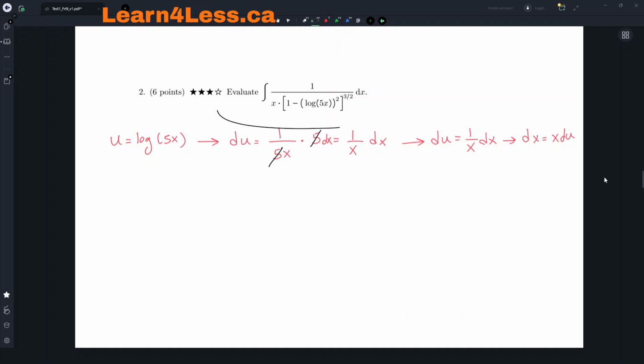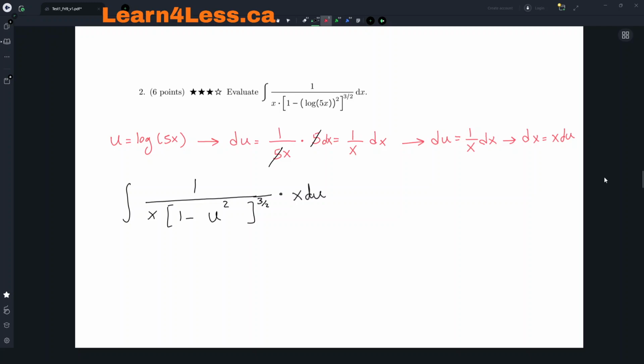Now we can rewrite this integral. So on top, we have just 1 over x. This bracket, we have 1 minus log of 5x entirely squared, or basically just u squared, and that part is raised to the power of 3 over 2, multiplied by dx, and instead of dx I can write x du.